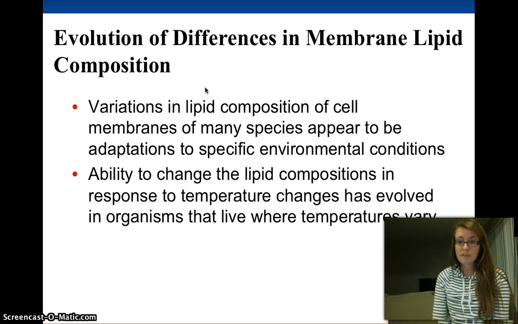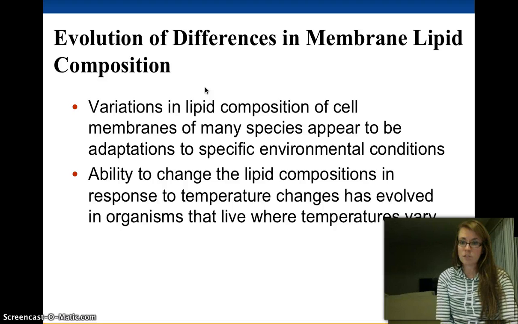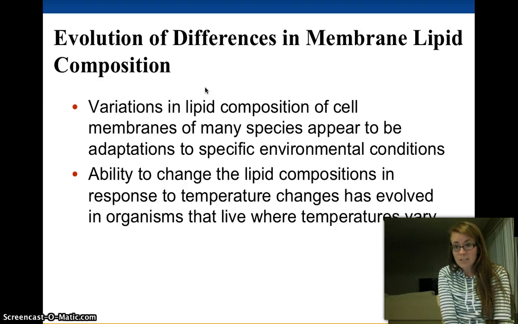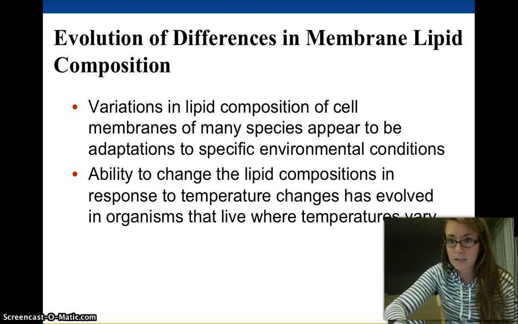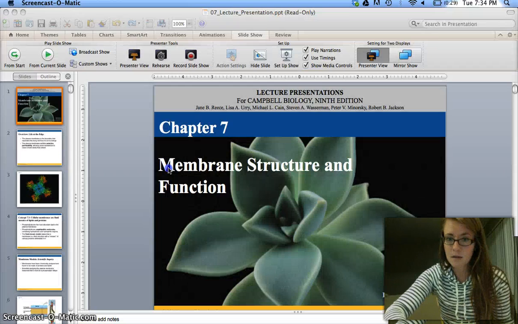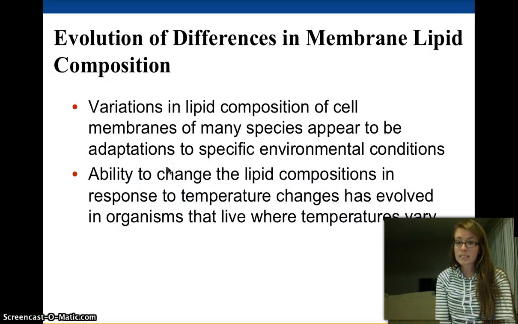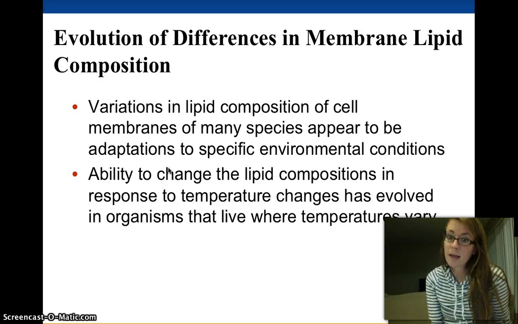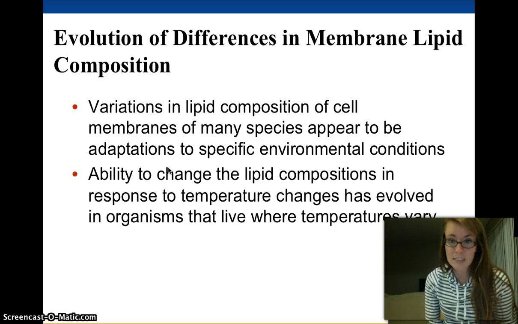So, variations in lipid composition of cell membranes of many species appear to be adaptations to specific environmental conditions. Remember that we said that cell membranes are different between all different types of living things. And since these cell membranes are all different, it's probably due to evolution and these living things evolving to adapt best to their environment.